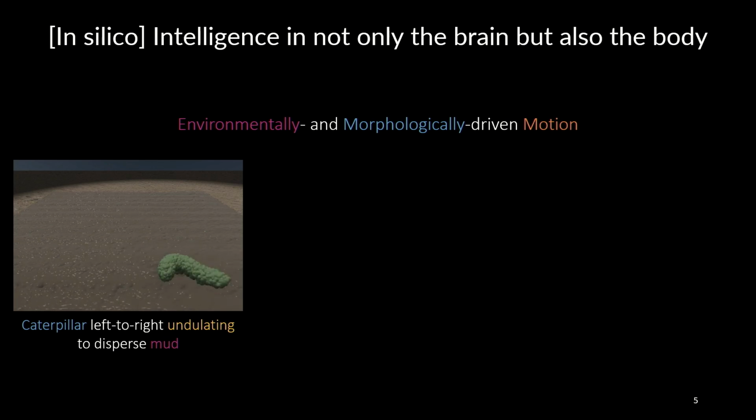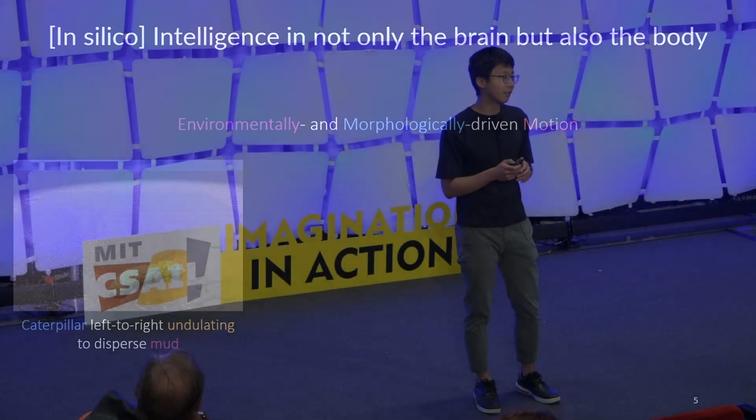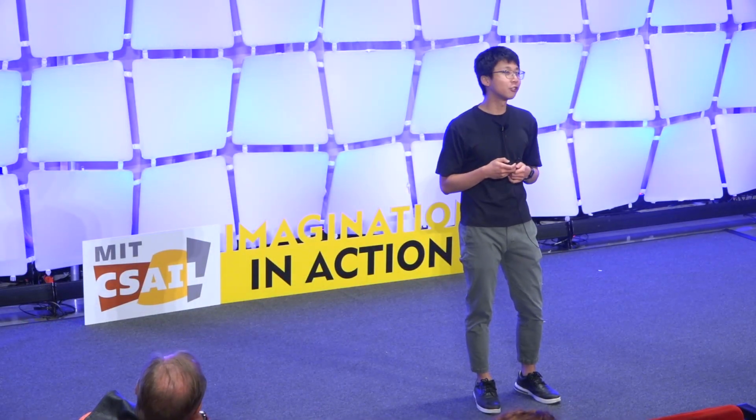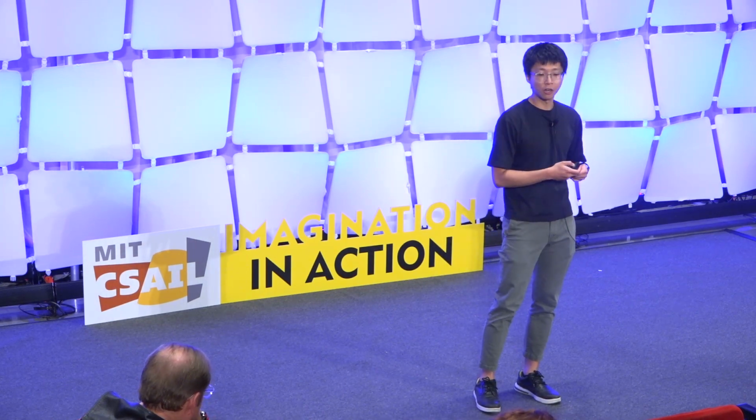On the other hand, our research also showed that not only in nature, but when we put it into the computer, or in silico, using computational methods, we can simulate different types of natural creatures and then put them into a lot of different terrains and see how they behave. And the interesting thing is there is a very interesting intertwined relationship between environments, morphology, and also their motions.